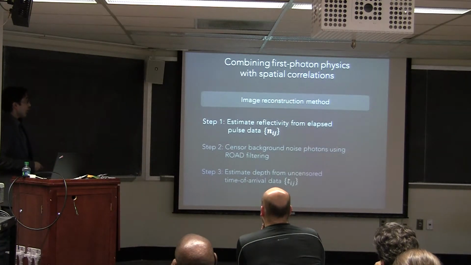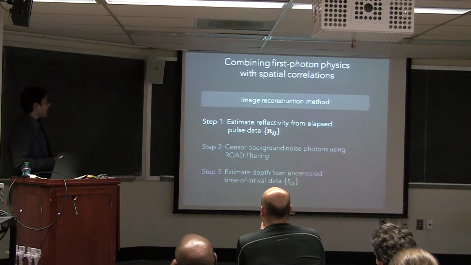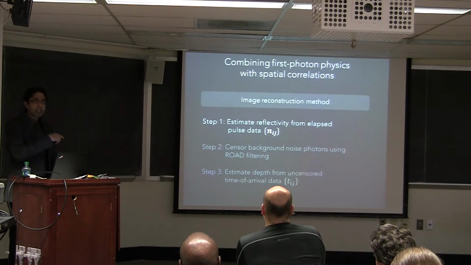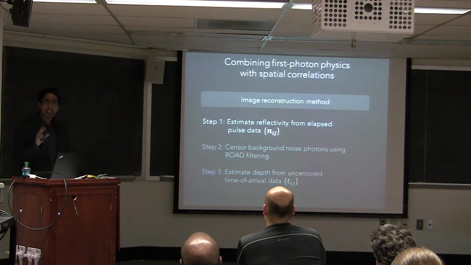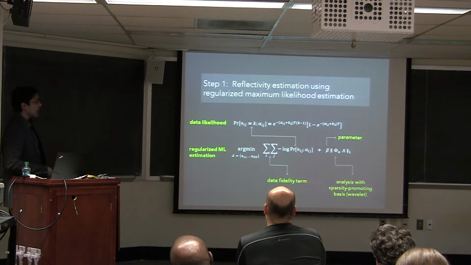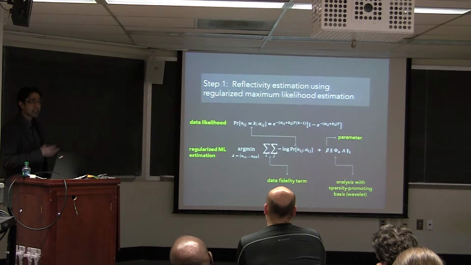All right, so we estimate the reflectivity. We're going to go through 3 steps. The first one is to estimate the reflectivity from the pulse data. I didn't pause and point it out so clearly, but in that probabilistic model that I showed you, the Nijs and the Tijs are decoupled, in the sense that the reflectivity depends only on the Nijs and not on the Tijs. So we can estimate reflectivity from the Nijs alone. We do that with a regularized maximum likelihood estimate. The regularization is by the L1 norm of wavelet coefficients. Again, a standard sort of approach for this community now.